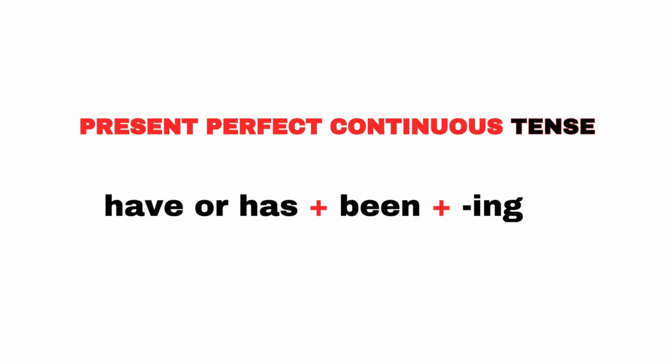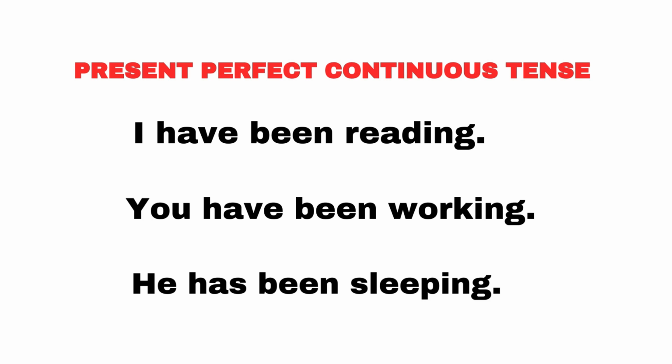The next type of present tense is the present perfect continuous tense. So here the format is have or has plus been plus ing. The verb ends in ing. Okay, here are some examples of present perfect continuous tenses. I have been reading. So have been reading. Read is the verb, it ends in ing. You have been working. Work is the verb, ends in ing. He has been sleeping. Sleep is the verb, ends in ing. And the sentence has the words has been or have been. So these are examples of sentences in the present perfect continuous tense.